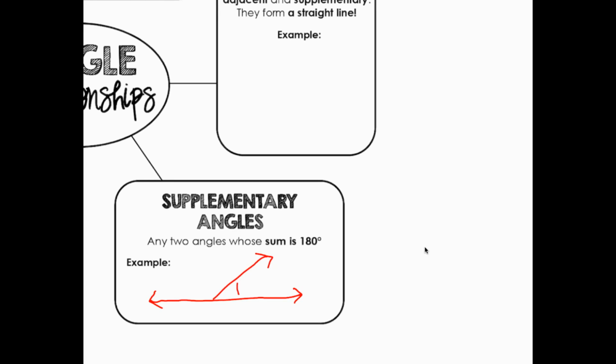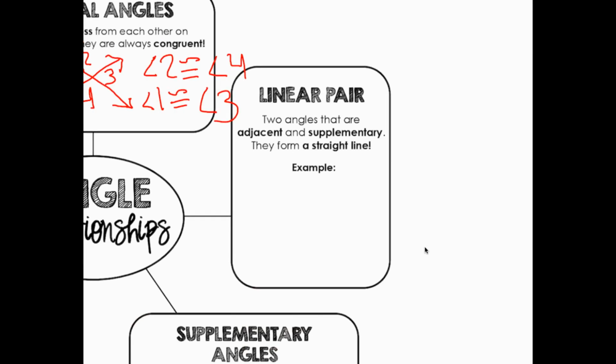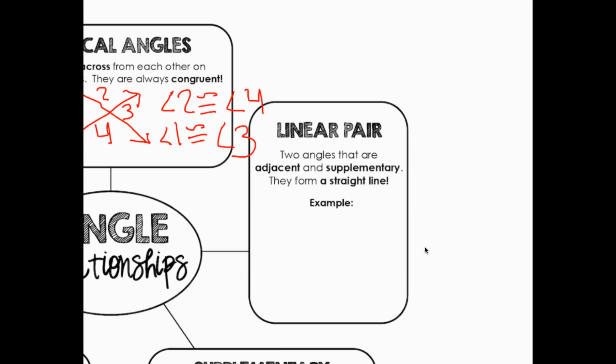So it could look something like this. So you could say angle 1 plus angle 2 equals 180 degrees. And then our last one is a linear pair, so 2 angles that are adjacent and supplementary. So they have to be next to each other. They can't be 2 separate angles. So we could actually fill in numbers this time. So we could say this is like 130 and this would be 50. And those 2 add to 180, so they are a linear pair.